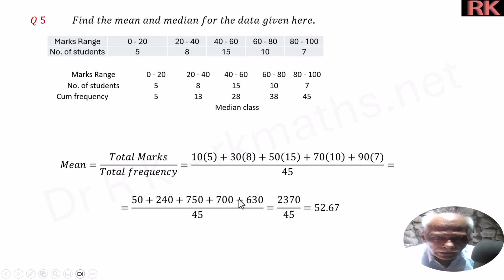So multiply and add, you will get 2370 by 45, same as the median. So mean and median are same here. Therefore, it is normally distributed.